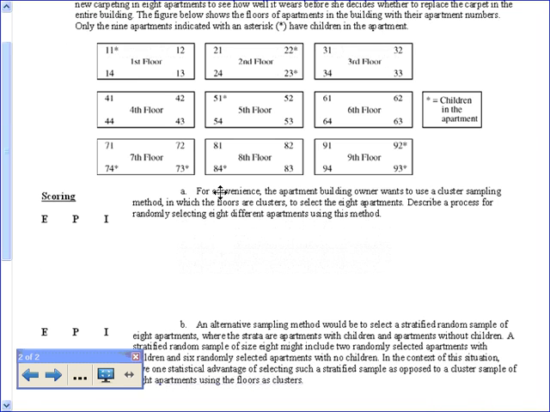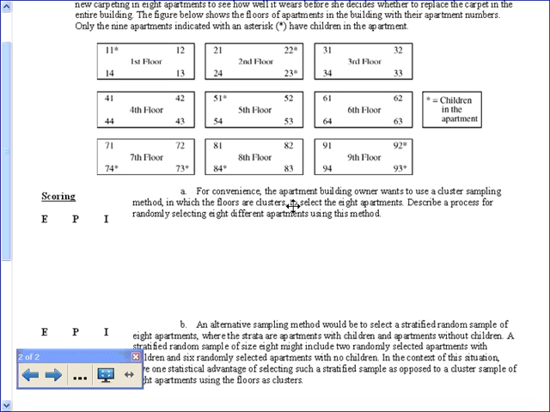For convenience, the apartment owner wants to use a cluster sample. Cluster means you pick all from some, in which the floors are clusters. They're even telling you the floors are clusters. So select 8 apartments. Describe a process. That means you need to describe how you could actually do this, and make it repeatable. I should be able to repeat it when I read it. We always need randomness.